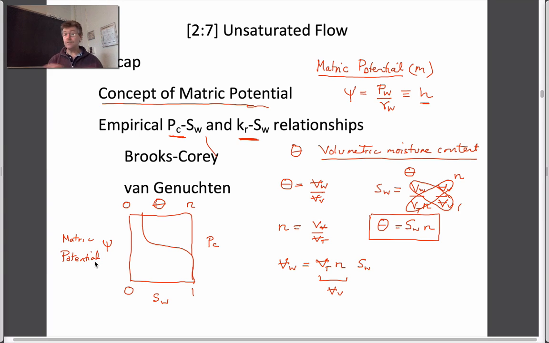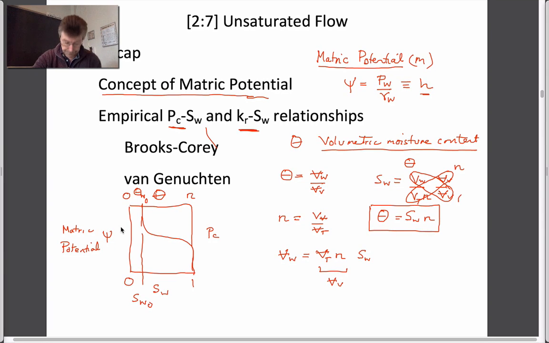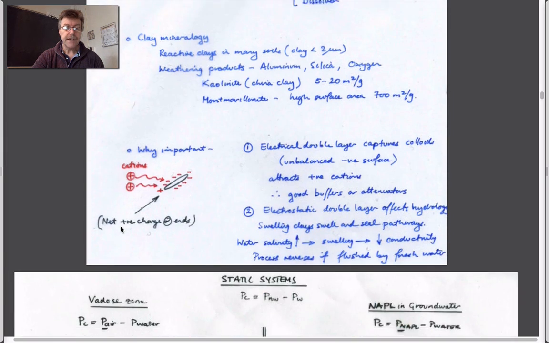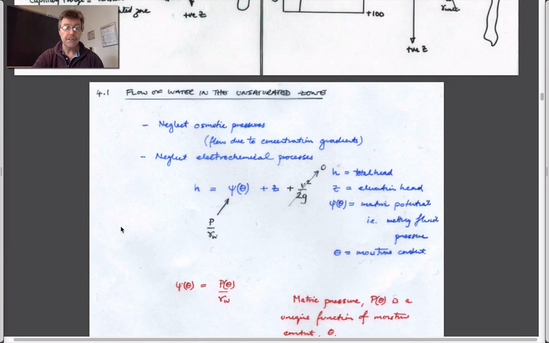So there's absolutely zero change. Instead of being an irreducible saturation of water, this would be an irreducible moisture content of water, etc. So they just change it. It's only due to the fact that it's a quirk of history that they've grown up in different disciplines. And so our reason for mentioning this is that, I don't want to talk about this.